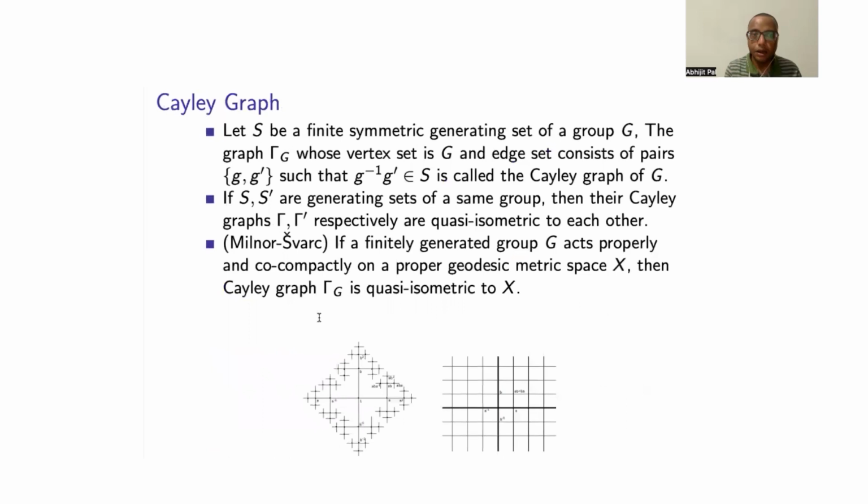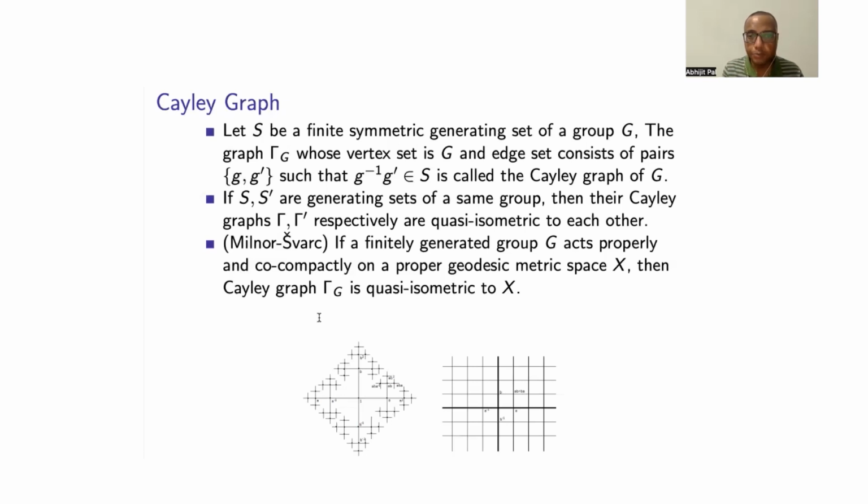Okay. So we'll learn about Cayley graphs. These are the graphs corresponding to groups. Suppose we take a finitely generated group G. Let S be a finite symmetric generating set of G. The graph Gamma, whose vertex set is G, and whose edge set consists of pairs (g, g') such that g inverse g' belongs to S, is called the Cayley graph of G. We will do this in detail.